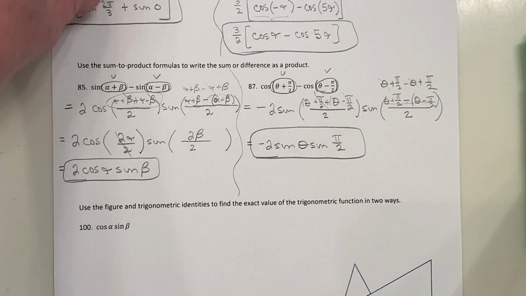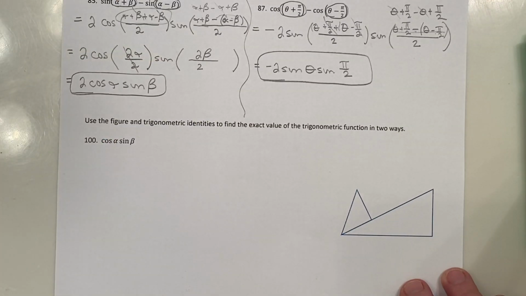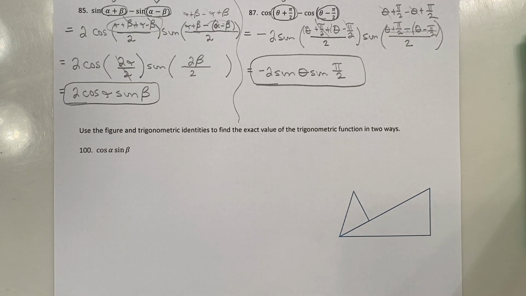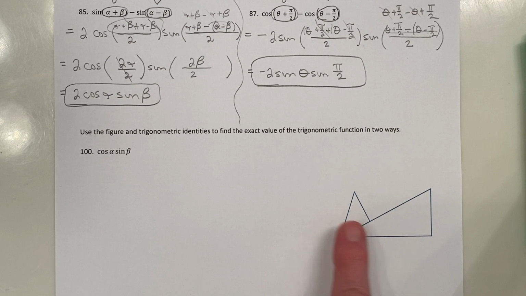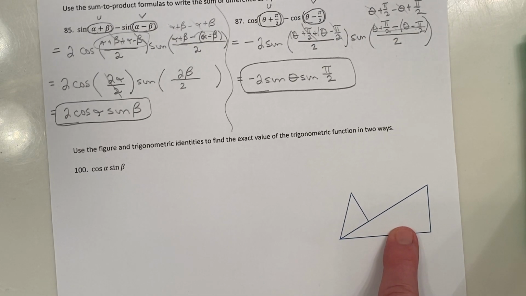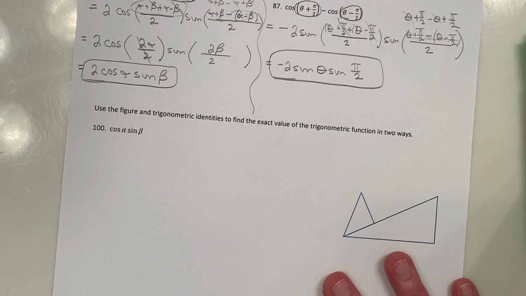Okay, one last problem. Now this is number 100 in this section, 6.5. It says use the figure. Notice it's 2 right triangles. Use the figure and trigonometric identities to find the exact value of the trig function in 2 ways.